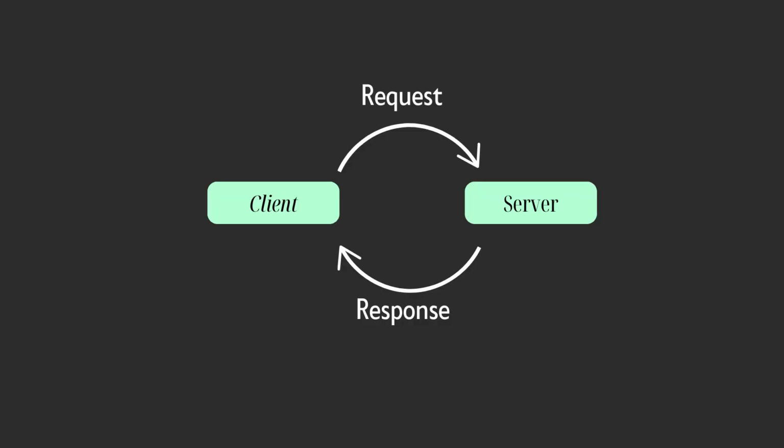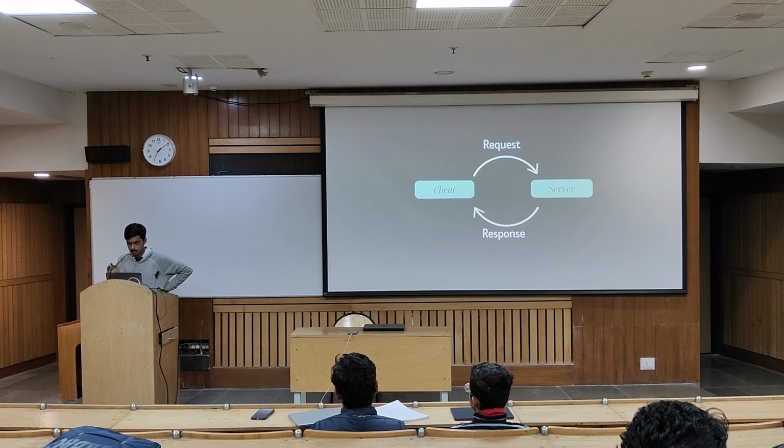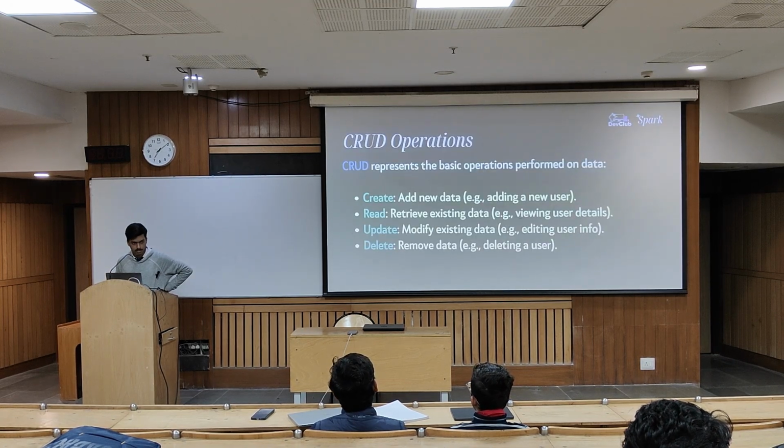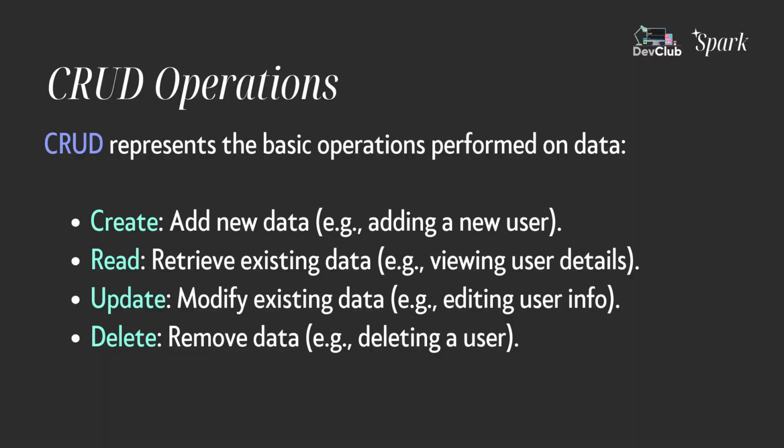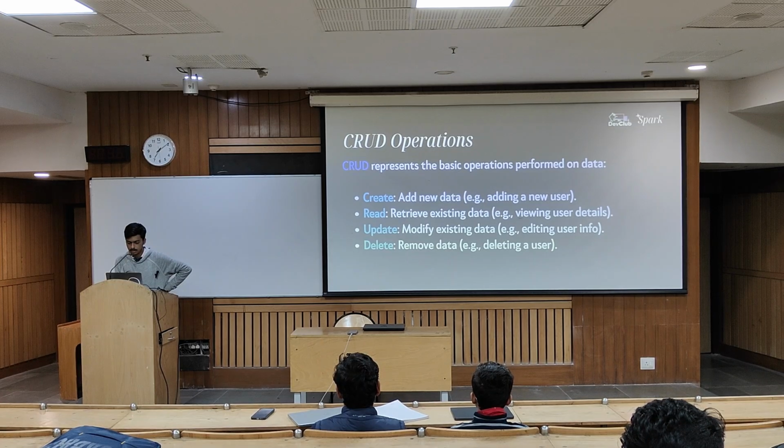So any API interaction basically has two parts: a request which the client sends to the server, and the response it receives with all the data you need, right? Any API call you do is to perform operations basically known as CRUD operations. These are the 4 basic operations you do by sending an API call: create, read, update and delete, right?